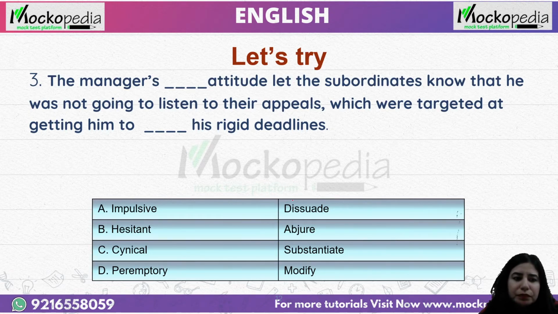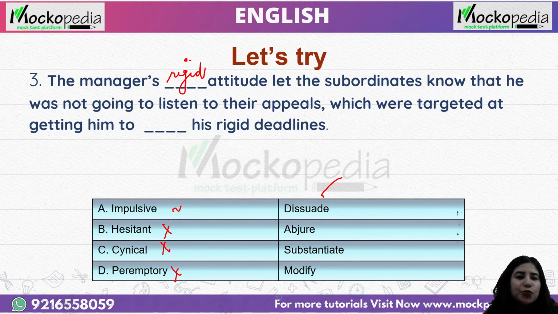So we can keep the word rigid for the first blank, right? And can we do any elimination? Impulsive is, yes, something that's a little aggravated. Hesitant would not fit, right? Because he was not listening to others, right? Cynical is cynical, so this would not go. Preemptory is also not the right choice.